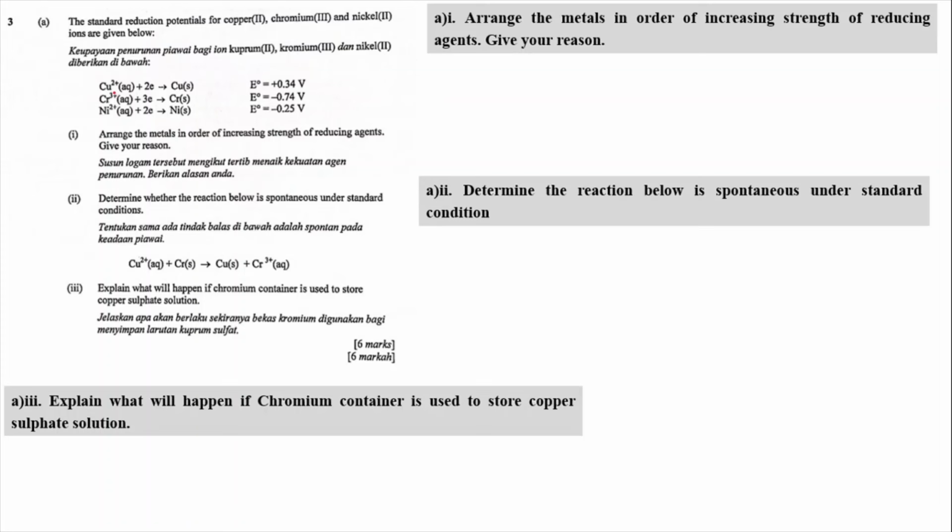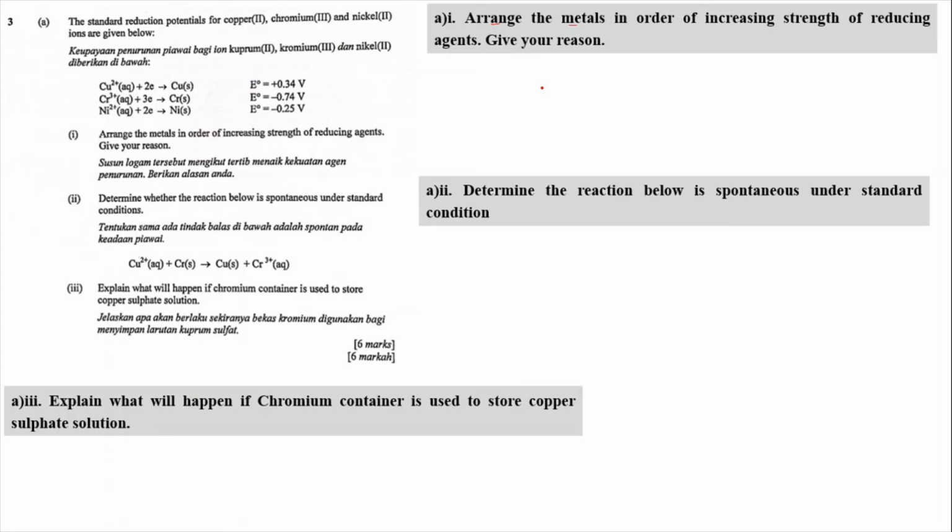Okay, so for copper reduced to copper solid it is going to be plus 0.34 volt, chromium to chromium solid is negative 0.74 volt, nickel to nickel solid is going to be negative 0.25 volt. So for tutorial question 3A1, we have to arrange the metals in the order of increasing strength of the reducing agent. Give your reason.